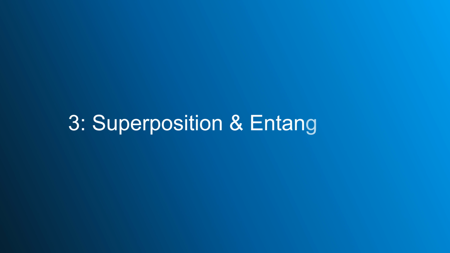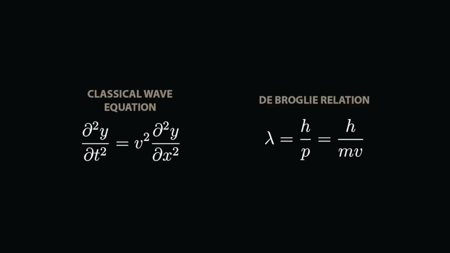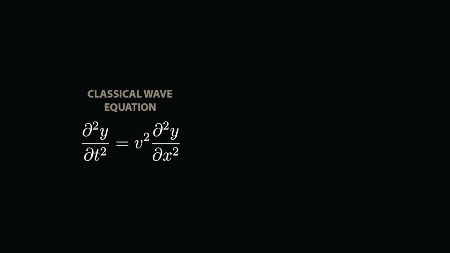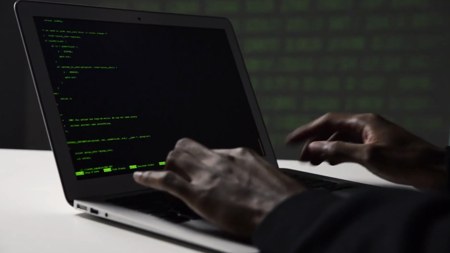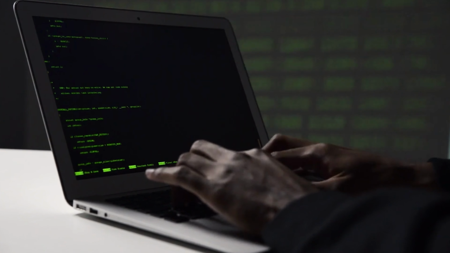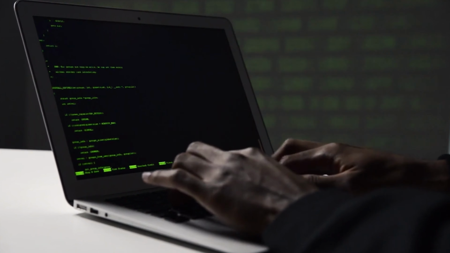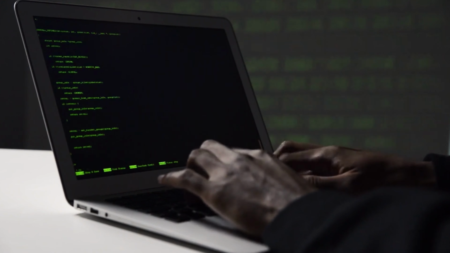3. Superposition and entanglement. Quantum computing is built on two strange but powerful principles. Superposition. Qubits can exist in multiple states simultaneously. That allows quantum computers to perform many calculations at once.